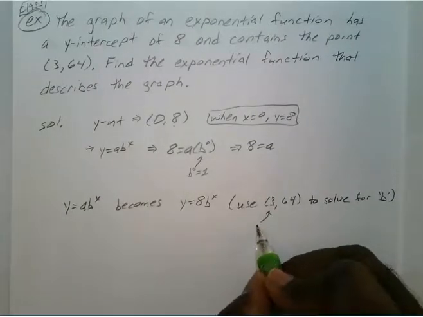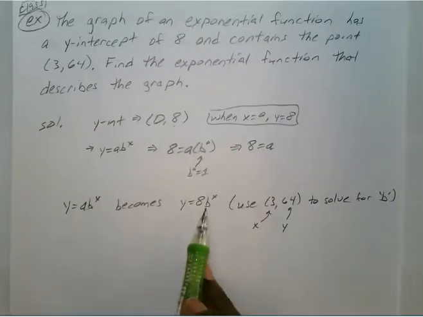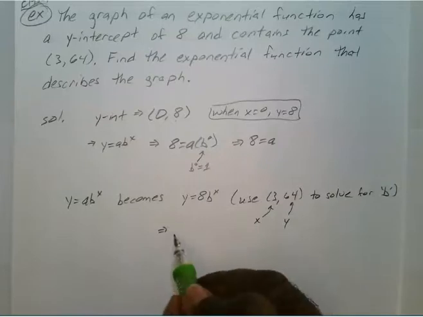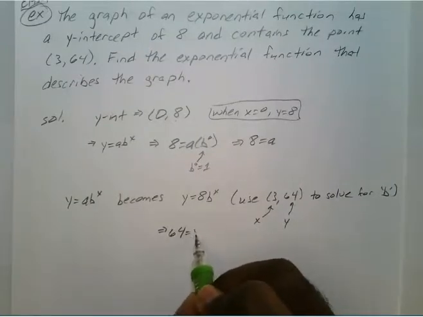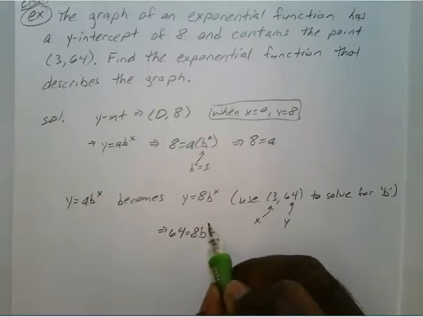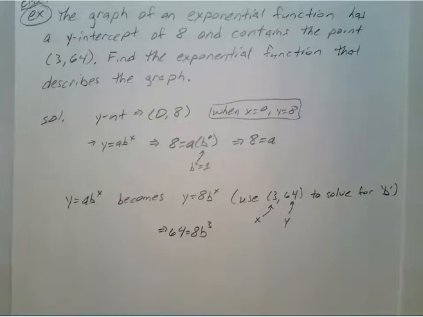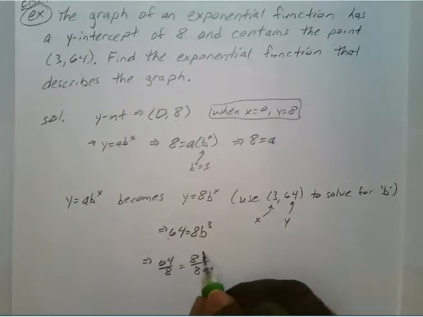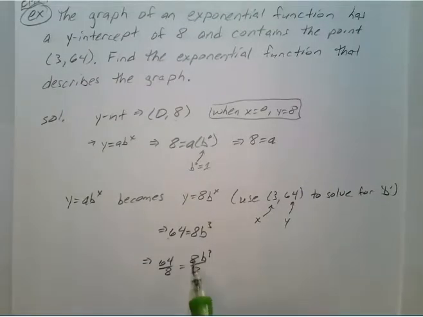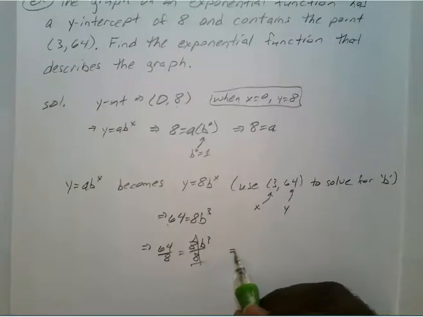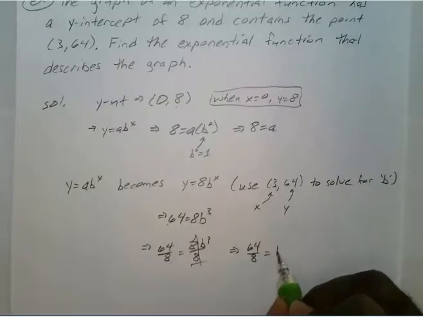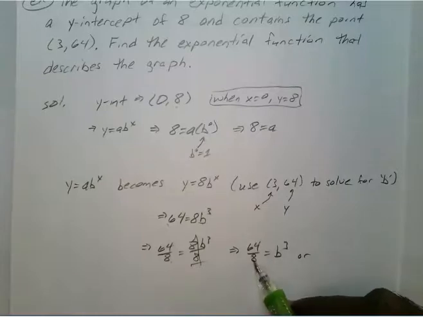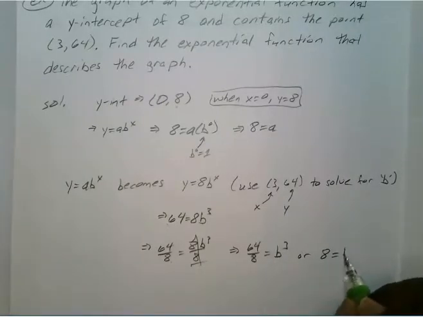We know that this is your x and this is your y, so we plug those in. We have 64 equals 8 times b to the third. We divide both sides by 8, so we have 64 divided by 8 equals 8 divided by 8 times b to the third. Anything divided by itself is just 1, so 64 divided by 8 equals b to the third, and 64 divided by 8 is just 8. So 8 equals b to the third.